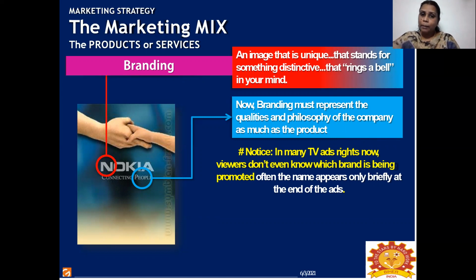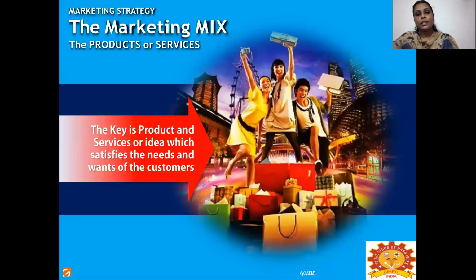So a branding has to be very unique. That is a unique image that stands out from the normal. Okay, that rings a bell in your mind. Such is the kind of brand image that every company tries to create in the minds of its customers. Branding represents actually the vision, mission, the philosophy, and the qualities of the company as much as the product. So it is not about that particular product, it is about the company. So the brand presence is very, very important in order to have a striking positioning of your product in the minds of your consumers.